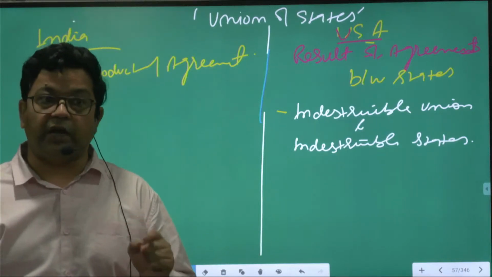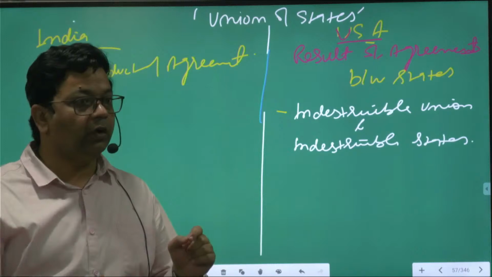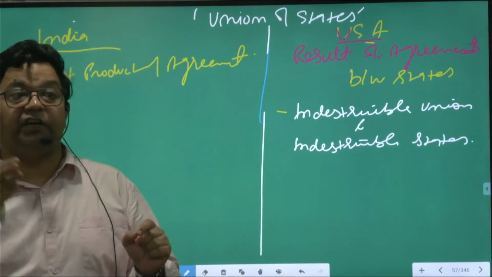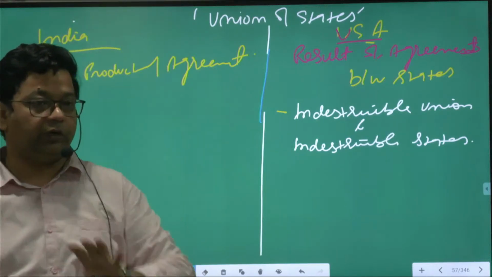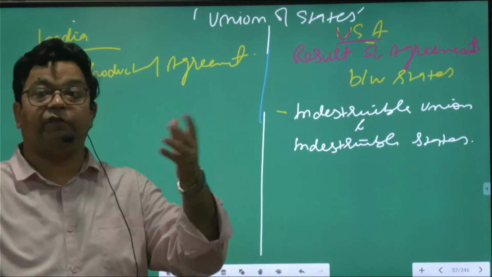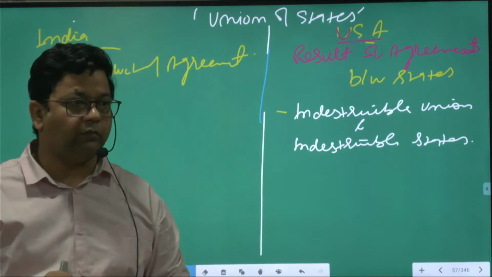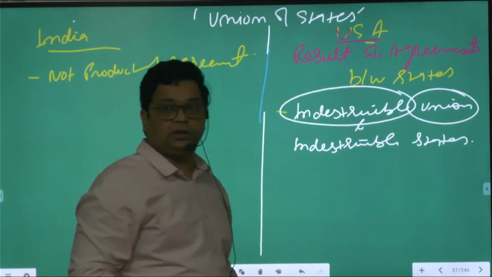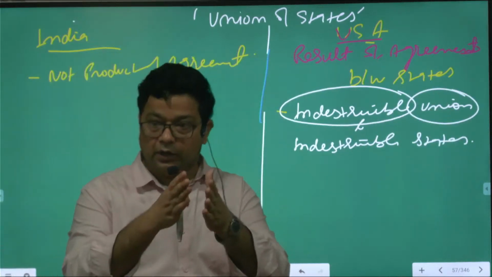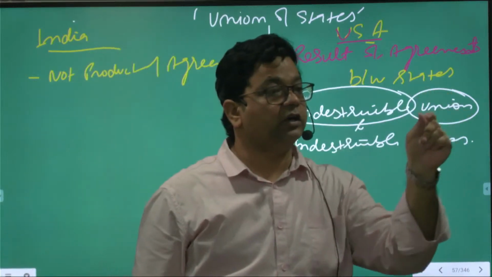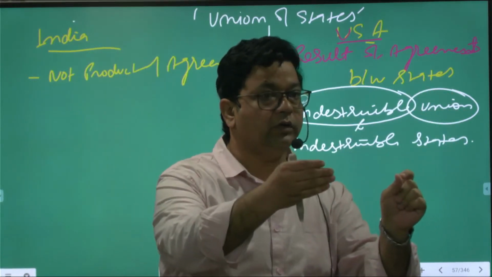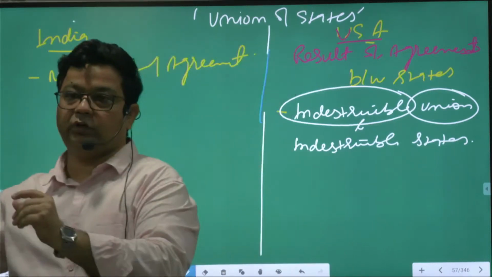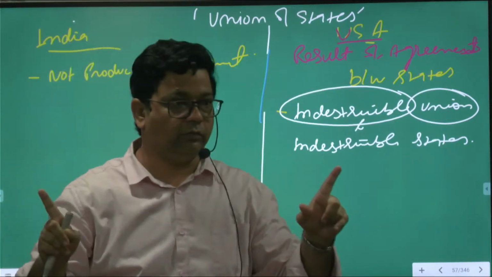What does it mean? In this agreement, they have stated that from today onwards, we are making an agreement, so none of the states are allowed to secede from the union and make another union of their own. So you cannot break away from the union. Indestructible union means the union cannot be destroyed, cannot be broken, cannot be divided. No, this has not been allowed.